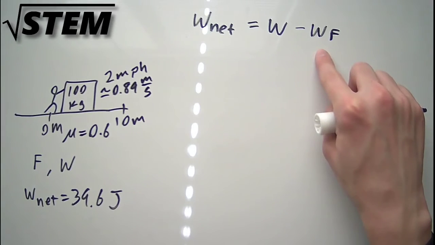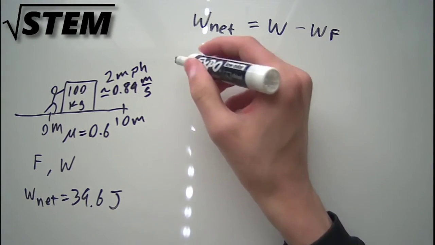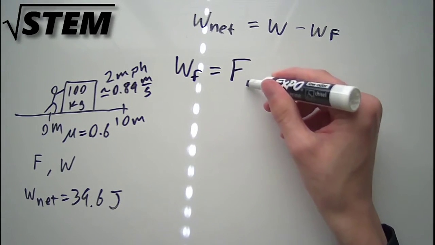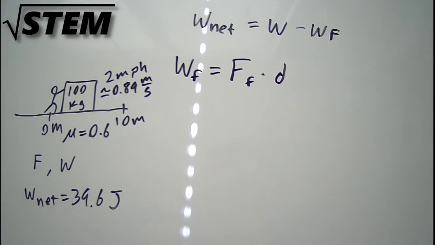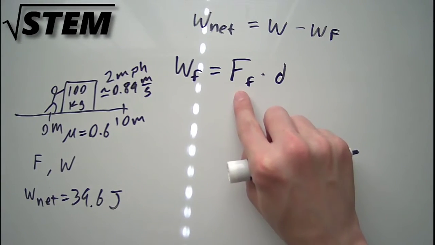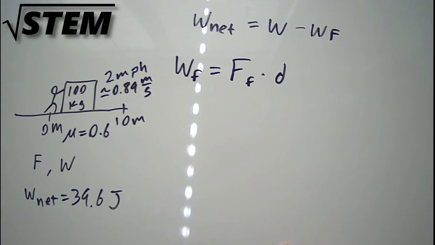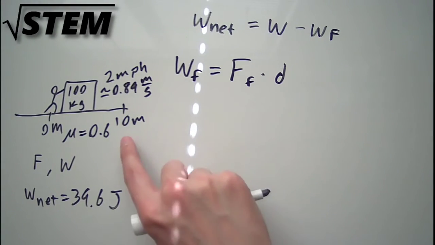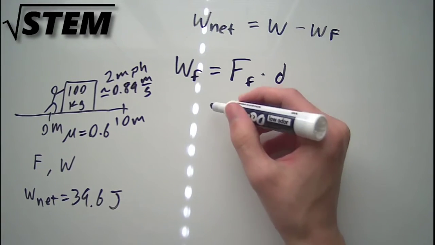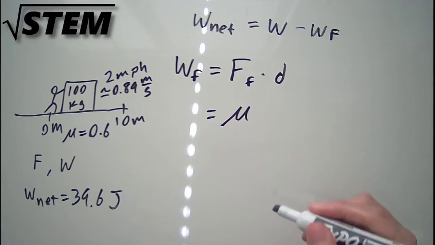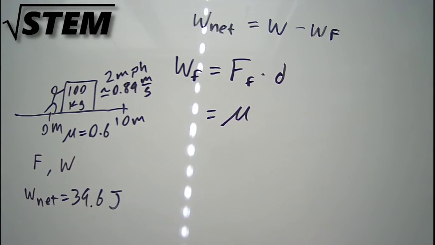Now to find the work done by friction, we'll use the definition of work, which is that it's a force times a distance. So here, this force will be the force that friction puts on the box to oppose its motion, and the distance will be the 10 meters that we move it. Now remember that the force of friction is equal to the coefficient of friction that we have down here times the normal force between the object and the floor.